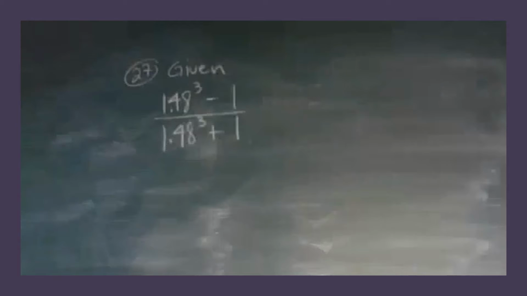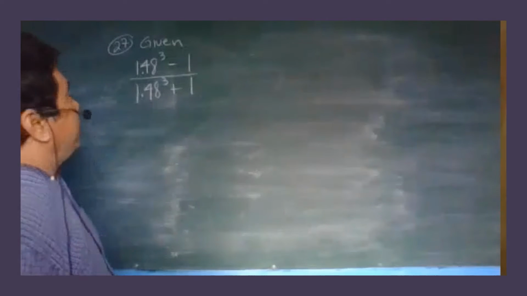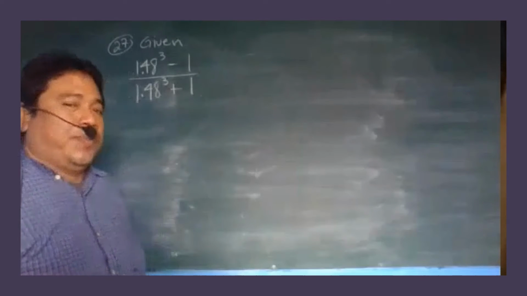(1.48 cubed minus 1) over (1.48 cubed plus 1). Now, it is interesting because you cannot work this question like we normally would. In other words, you're not going to have a single log table that is going to give you the answer. And the reason for that is simple.